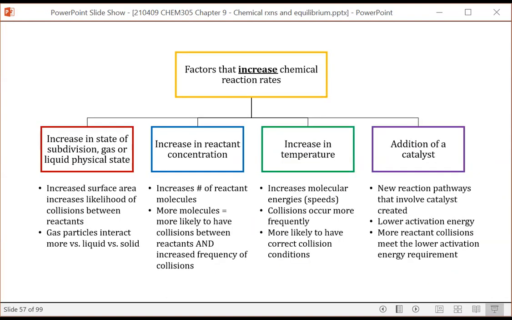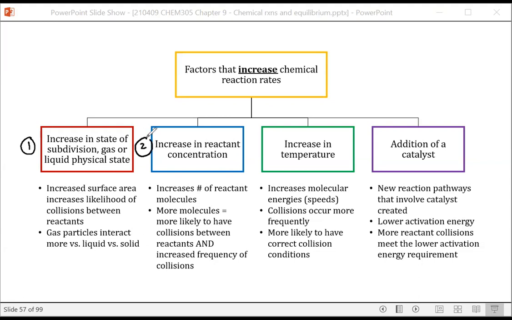So this is a summary slide to summarize this last section that we just went over. So factors that increase chemical reaction rates. We've got 4 factors. Number 1, you can increase the state of subdivision or you can change the physical state. So when you increase the state of subdivision, you increase the surface area, which increases the likelihood of collisions between reactants. And when you change the physical state, gases have more kinetic energy, they move freely around, so they're going to have more collisions versus a physical state like a solid or a liquid where they're held together by strong cohesive forces.